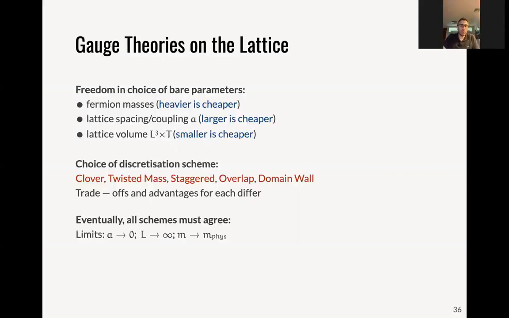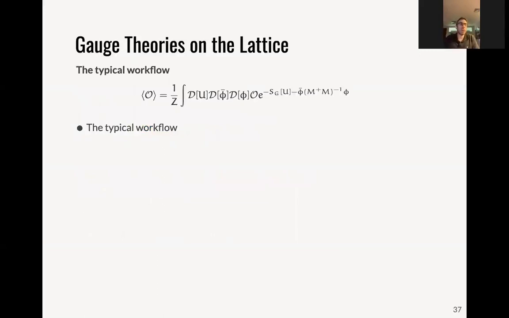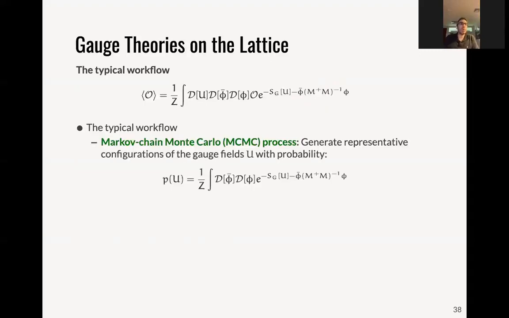Okay, so I'd like to talk a bit about the typical workflow. We wrote this expression for the Feynman path integral after we take a Wick rotation to imaginary time, and we integrate out the fermion fields and express the determinants in this way. Now we can carry out this integration via a Markov chain Monte Carlo, okay? So what we want to do is generate representative configurations of the gauge fields U with probability given here, right? We want to draw configurations of the gauge fields, and we want the probability of a given gauge field to be given by this expression here.